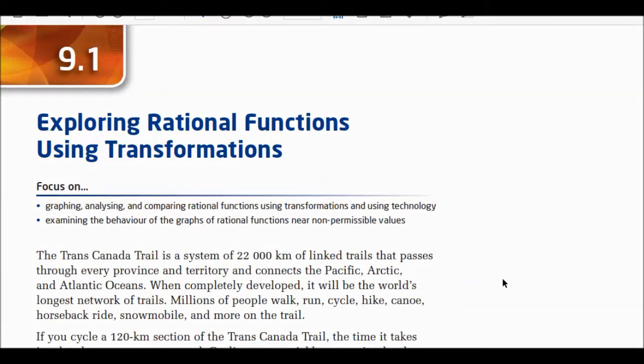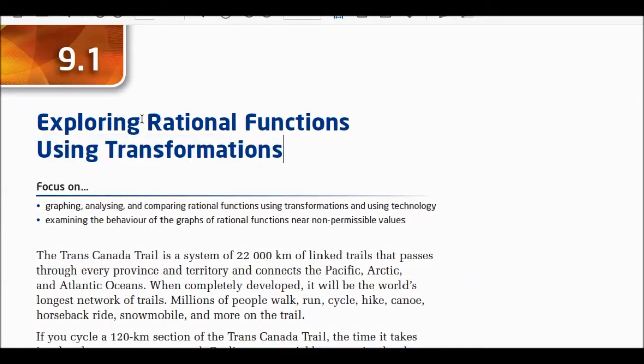So we look at 9.1 in Precalculus 30 here. What we're exploring is rational functions. We've taken a look at all kinds of functions: exponential, logarithmic, quadratic, cubic, quartic, linear, all sorts of stuff. We are now talking about rational functions, and we're going to talk a little bit about transformations and how rational functions can be altered, right? Their position, their shape, their orientation, using transformations that we've studied all year.